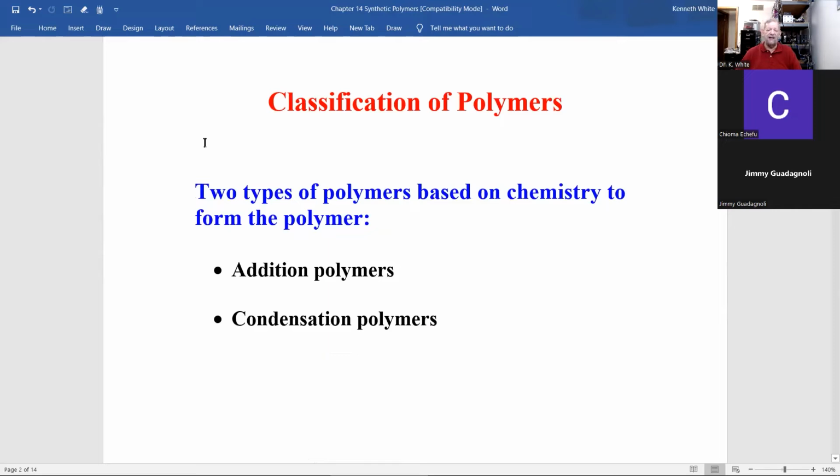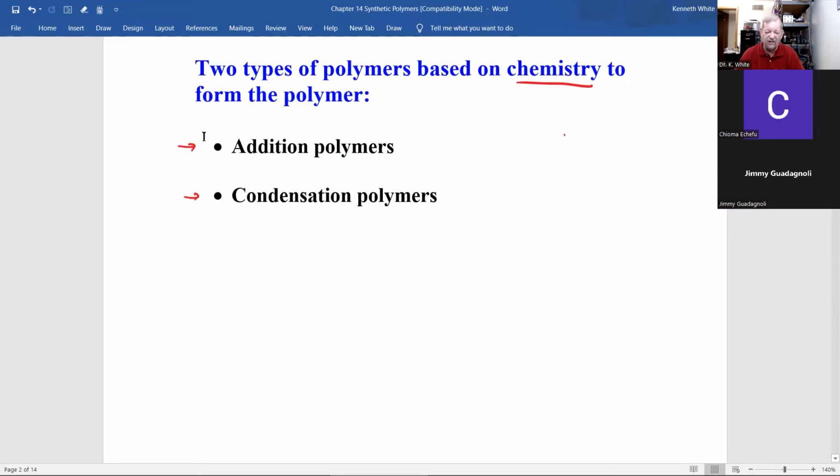Now, when we talk about polymers, and this is another hint, you should know this. There are two types of polymers, and this is a way of classifying polymers. One is by chemistry, the other is by an important physical property. Let's talk about the two types of polymers based on chemistry. They are an addition polymer and a condensation polymer.